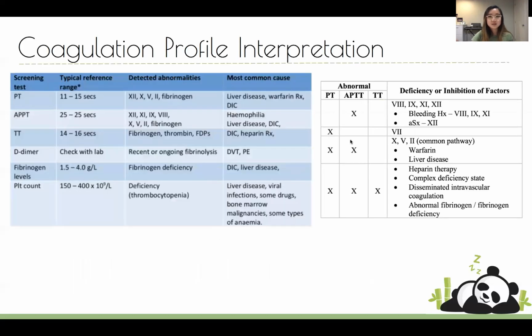Cool. So interpretation, I would just remember this. This is kind of what I had in my notes. It kind of got me through. So if you have an abnormal APTT or a lengthened APTT, then you know it's something wrong with your intrinsic pathway. So it's going to be factor 8, 9, 11, or 12. If it's just PT, then you know it's extrinsic. So you know it's going to be factor 7. If it's both of these, then you know it's going to be the common pathway, because that's the only thing that overlaps in both of them. And then if it's all of them, then you have issues with all of your factors, essentially.